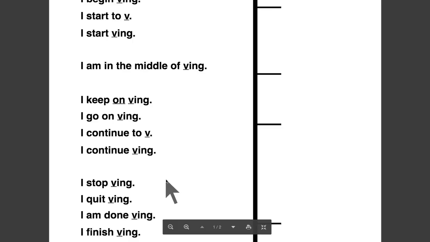So once again, we're asking them questions. Did he continue to talk? They have to say he continued to talk. I want the whole sentence, and to develop good habits, I want them to repeat my question so that they get used to hearing the question.